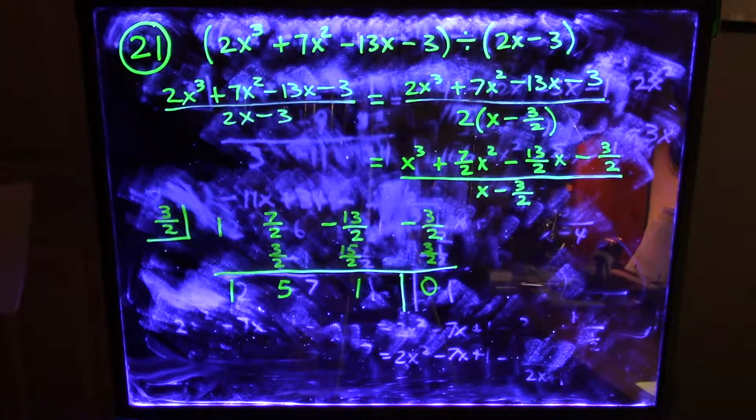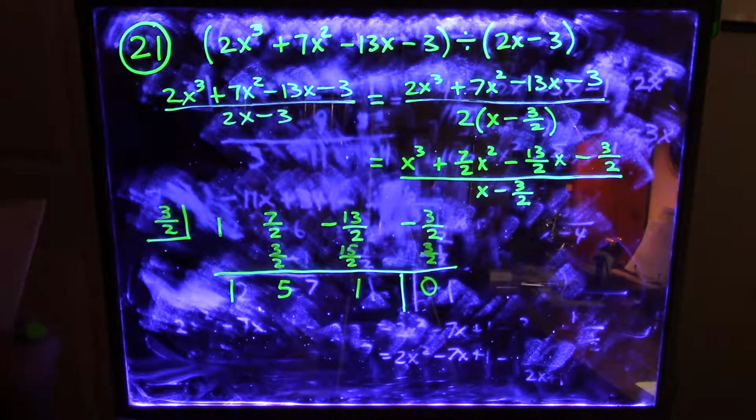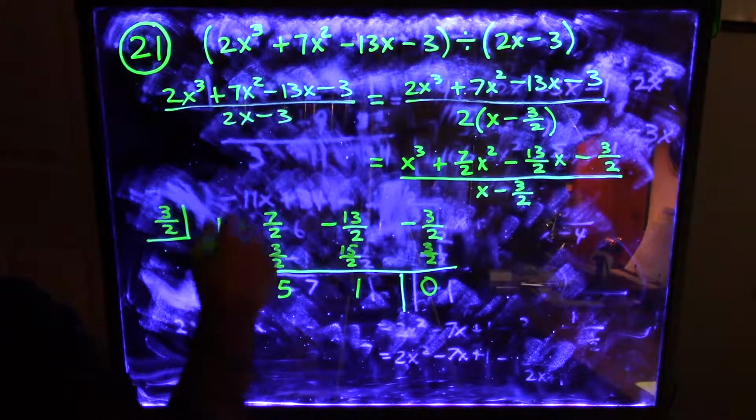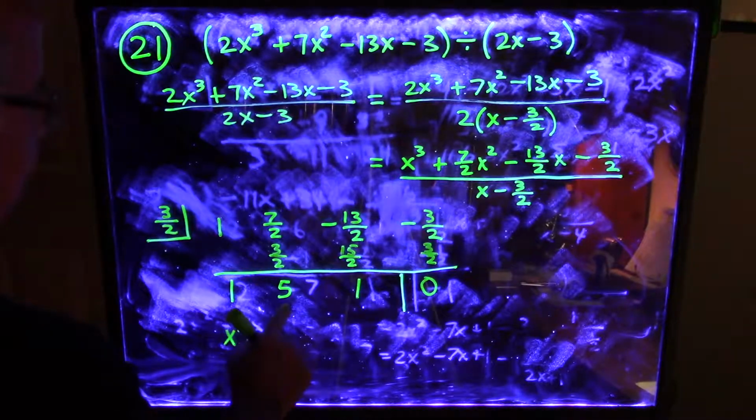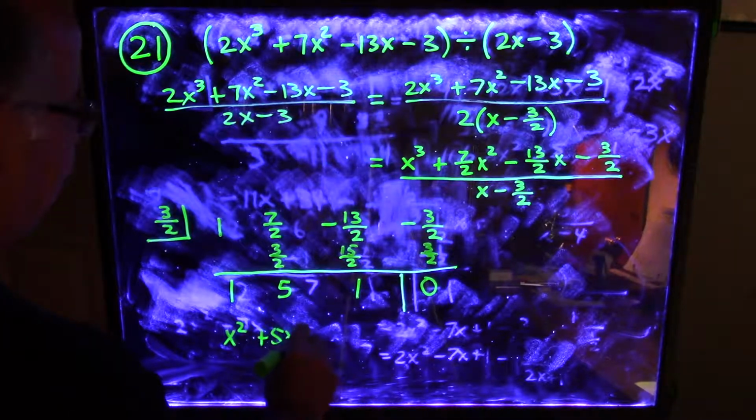So thankfully we won't have to massage the remainder to get it to look like it has this divisor like we did in that previous problem. So all we have to do is just, the answer to this division would be 1x squared, or x squared, plus 5x plus 1.